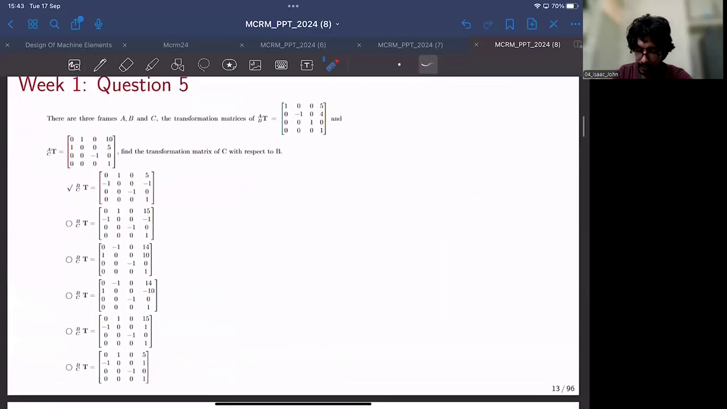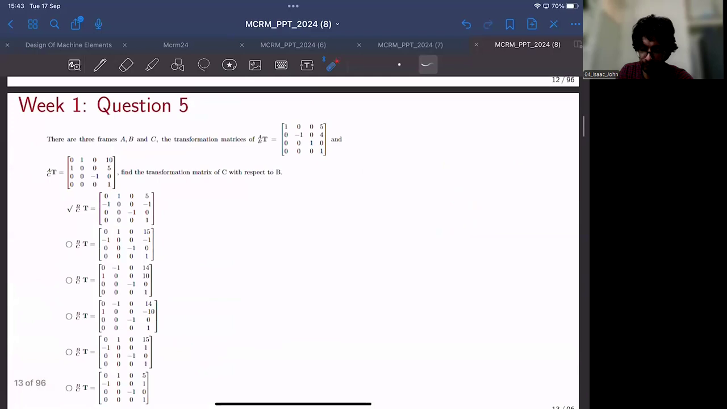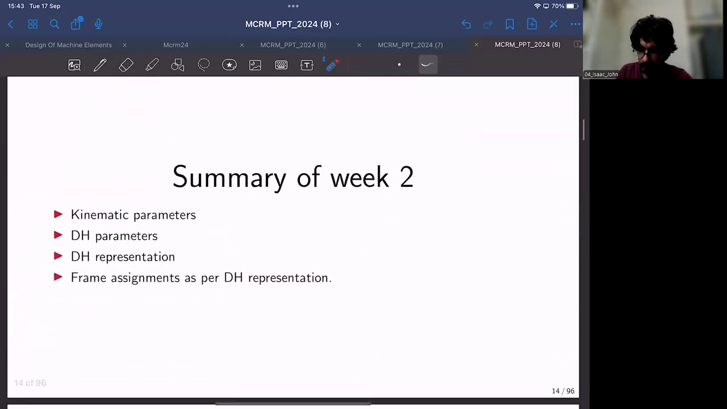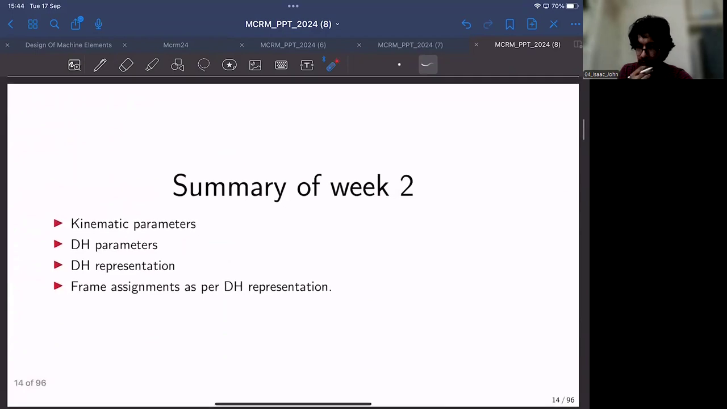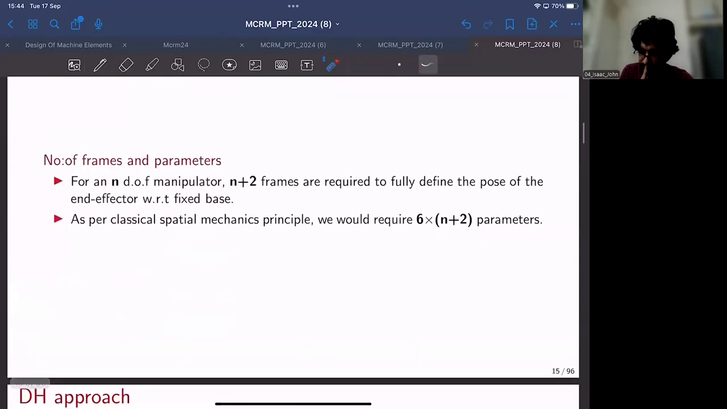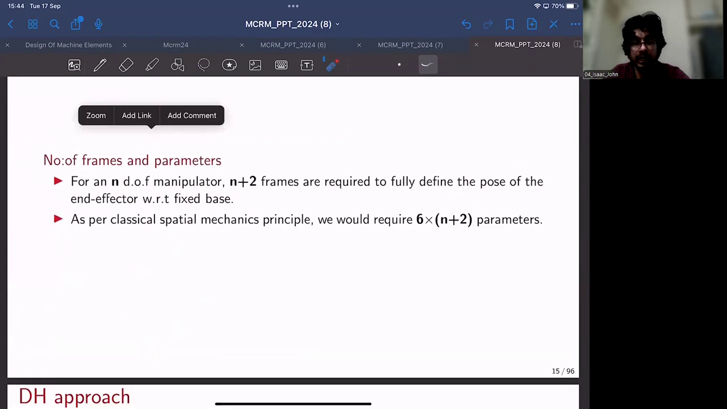Yeah, and we have discussed this question in the live tutorial session on week 1. Now we move on to week 2. Probably I'll have to move a bit fast regarding the summary. So in week 2, we have discussed the DH parameters, because DH parameters are actually a clever way of defining the relationship between frames of reference of two rigid bodies.